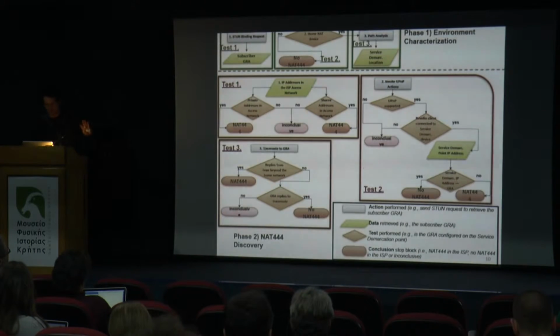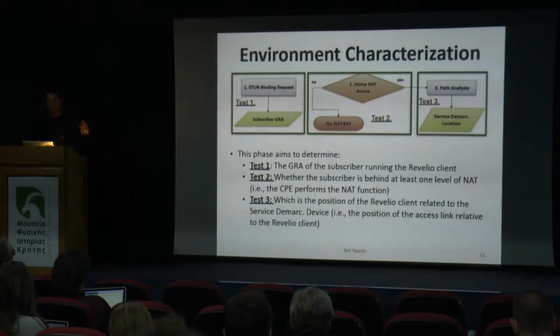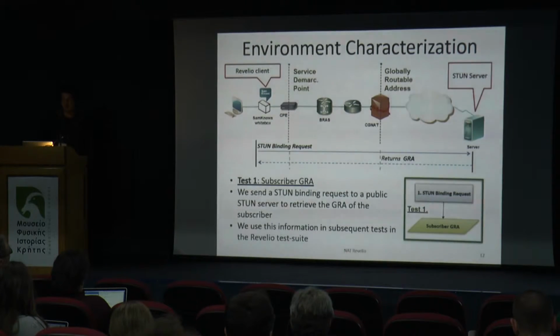So here is the overall methodology. I will zoom in on the first phase, the environment characterization, which is composed of 3 tests, and the information collected from these 3 tests is then provided to the second phase. So the first test tries to identify the subscriber's GRA using the session traversal utilities for NAT. And basically, if the IP address exposed at the service demarcation device is the same as the GRA, it means that no NAT 444 is deployed. Otherwise, it means that possibly NAT 444 is deployed.